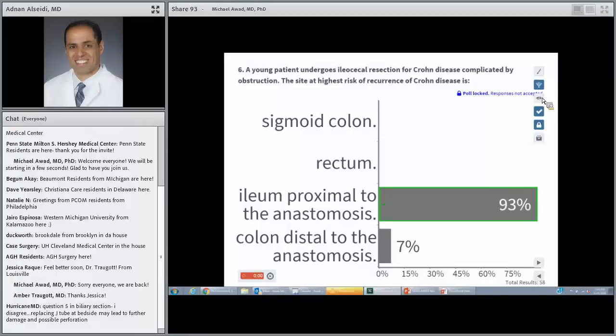So answer C is correct, that the most common site of recurrence is usually at the anastomosis or just proximal to the anastomosis.